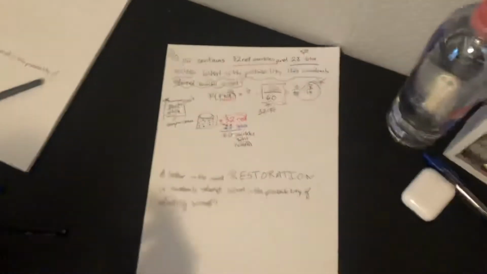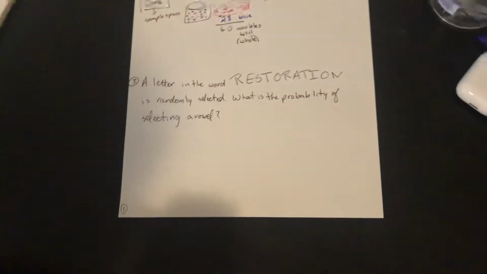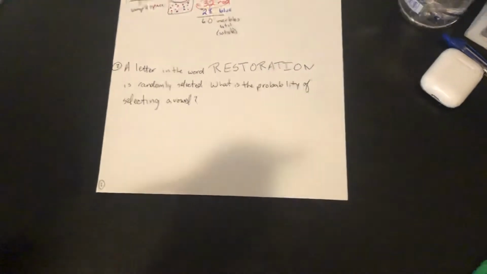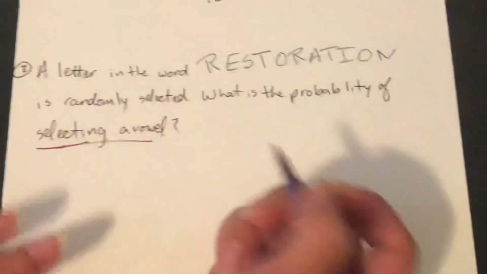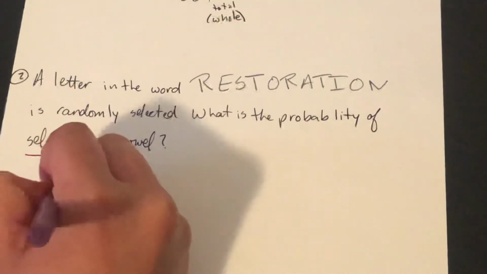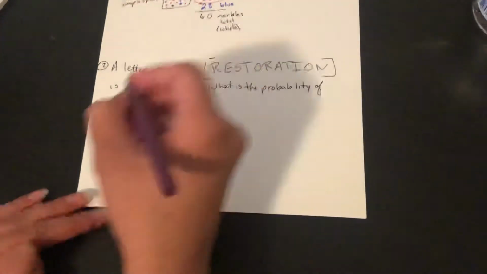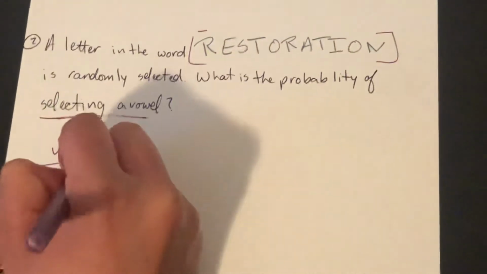Okay, so now we're looking at number 2. So number 2 is a letter in the word restoration is randomly selected. What is the probability of getting a vowel? Okay, so again, part of the whole or the event over the sample space. My event in this case is going to be selecting a vowel. So I want to know how many vowels are there. And then my sample space is going to be this entire word. So my vowels within the word restoration.